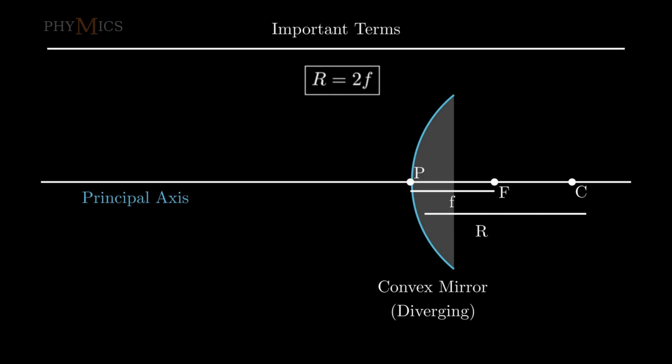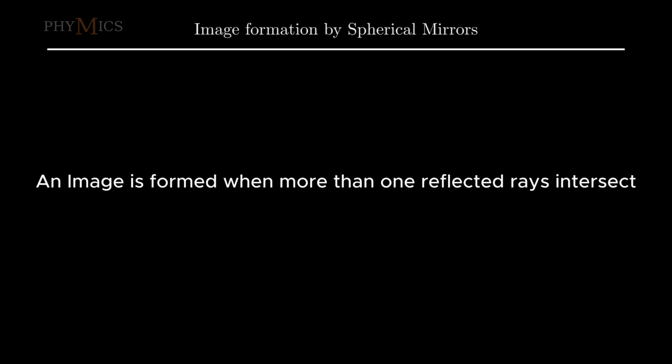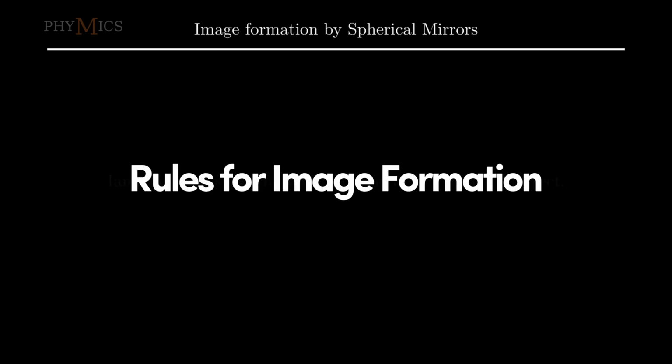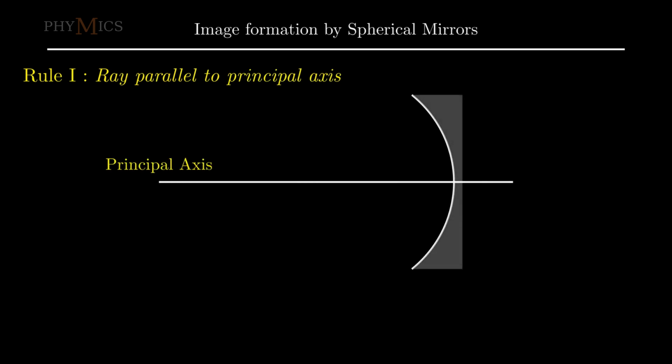After understanding all the terms, we are now in a position to discuss the image formation by the spherical mirrors. An image is formed when there is an intersection of more than one reflected rays. Before we move further, let's understand some important rules that light rays obey. According to rule 1, light rays parallel to the principal axis meet or appear to be coming from the focus of the mirror after reflection.